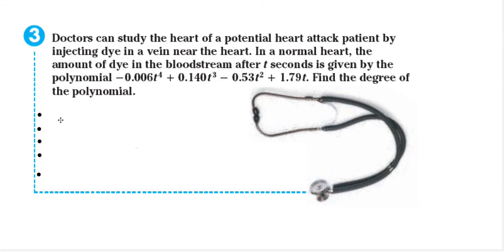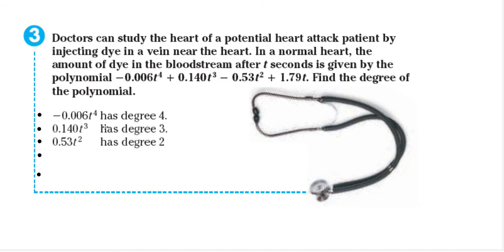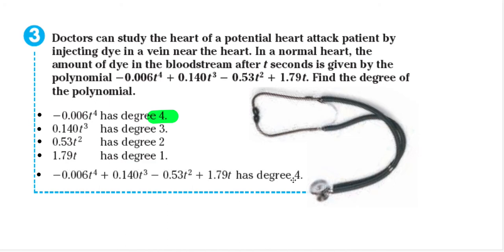Again, we go back to what we did in the last example. The degree of negative 0.006 t to the fourth is 4. The degree of 0.53 t squared is 2. Let's go back to 0.140. The degree of 0.140 t cubed is 3. And the degree of 1.79 t is 1. And if you notice, this polynomial has 4 as the greatest degree of its terms. Therefore, this polynomial will have a degree of 4.